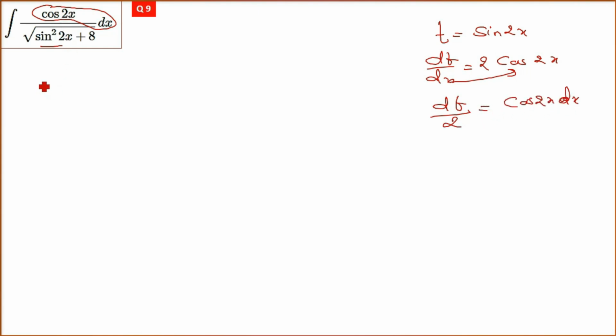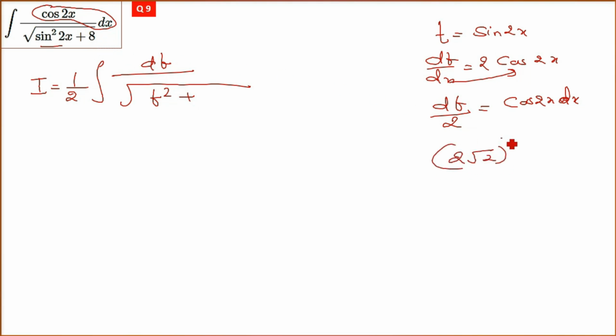The integration will form like this: dt as the numerator, and this half I will take in front of the integration sign, under root sin square 2x. What is this? Sin square 2x will be t square plus this 8. 8 can be written as what? If you multiply 2 root 2 into 2 root 2, you will get 8. That is, 2 root 2 whole square gives 2 square is 4 and under root 2 into under root 2 is 2, so you get 8. I know you can recall that formula.